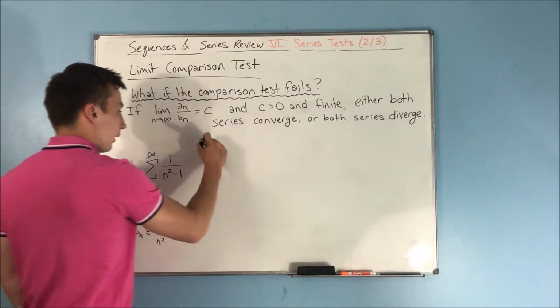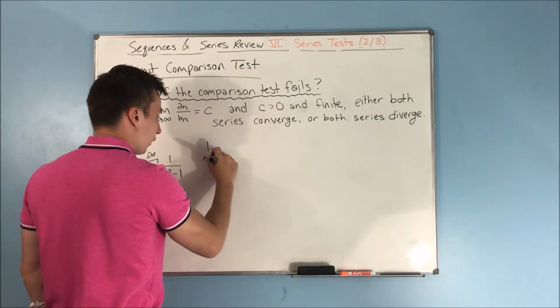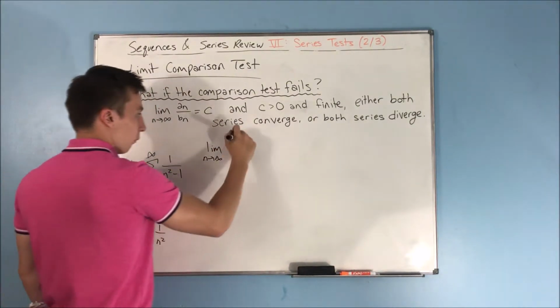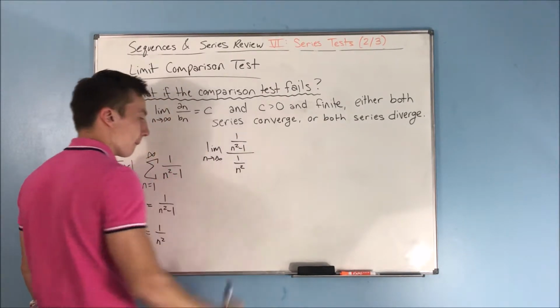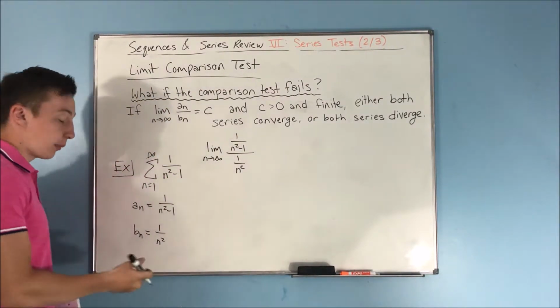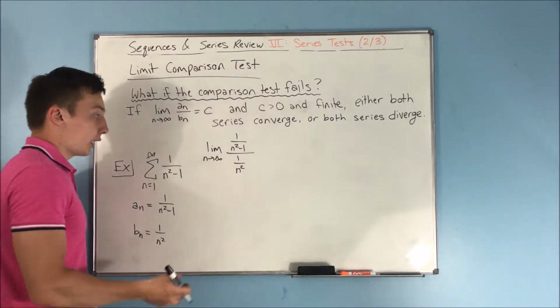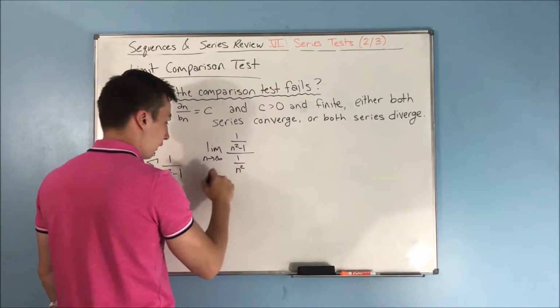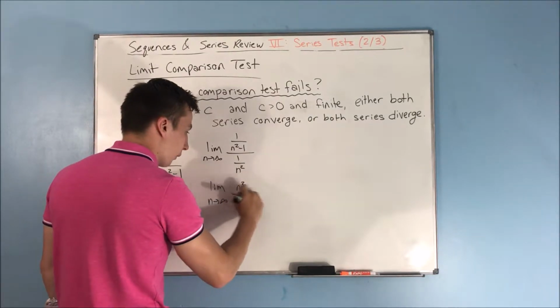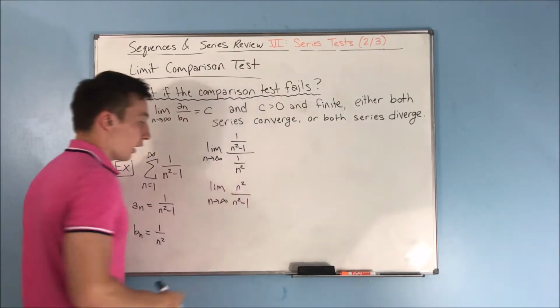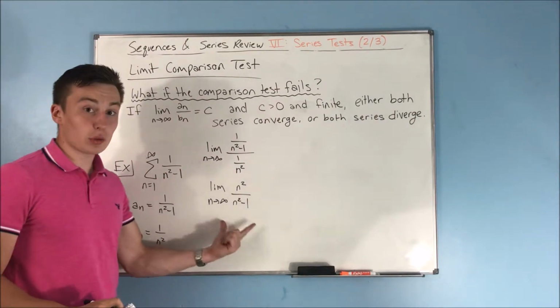So we're going to take the limit as n approaches infinity of 1 over n squared minus 1, over 1 over n squared. That's a sub n over b sub n. Now we can just flip this, so we get the limit as n approaches infinity of n squared over n squared minus 1. And we know that that limit is going to be equal to 1.